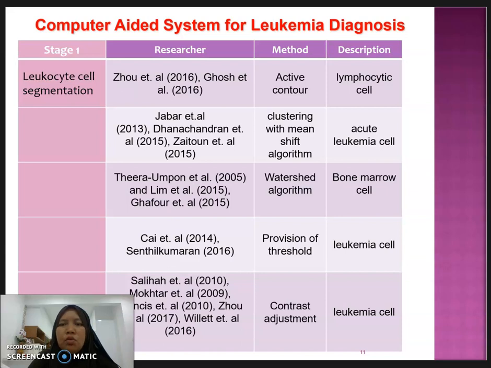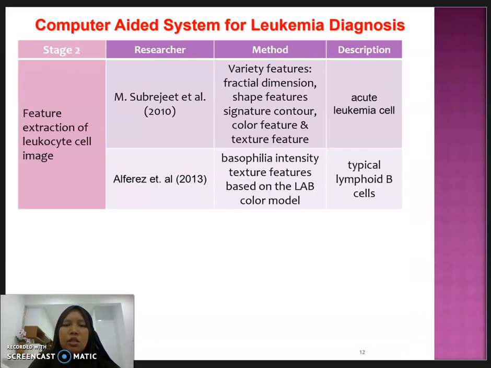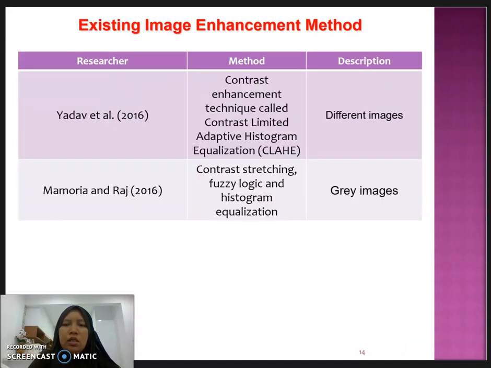Okay, we can see the studies by Tera Umpon 2005, Lim 2005, and Gaffo 2015. They focus on bone marrow cells only. Then the last reason why we propose this study is because most researchers prefer using gray level images as compared to RGB or HSI color space, such as the study by Mamoria and Raj 2016. They used gray images in their study.